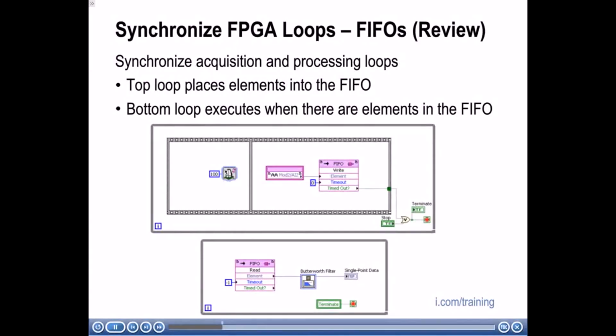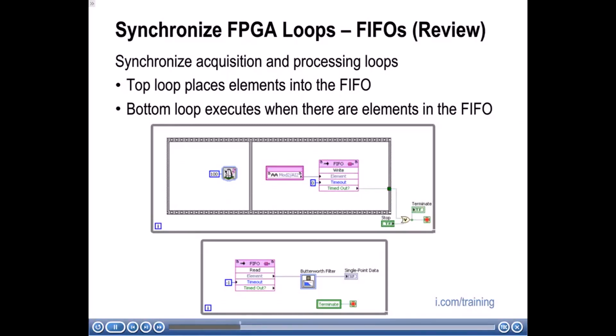So let's say we want to synchronize the acquisition and processing loops. Well, in the previous lesson, we talked about a way to do that. In this case, we're going to be using FIFOs. If you look at the top loop and the bottom loop, the top loop is acquiring data and the bottom loop is processing it. So by using a FIFO, we've actually synchronized these loops.